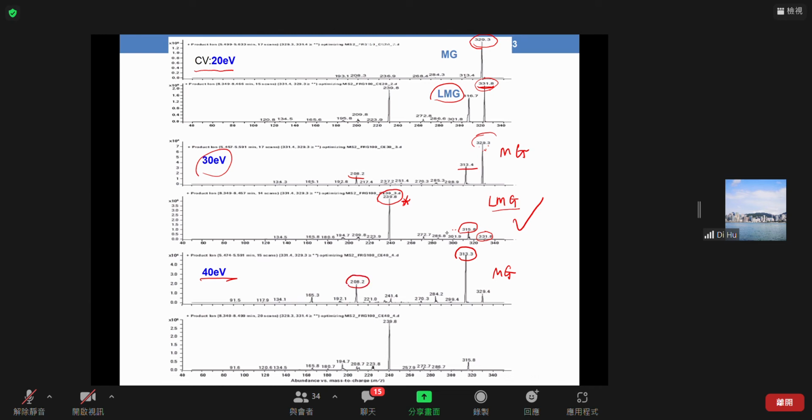And this one, 313.3, we use for quantification. And this one for confirmation. So that means 40 eV for methyl green and 30 eV for nucleomethyl green. So basically, this is what you do. You can do that by direct infusion into the mass spec, and then you adjust the parameters.